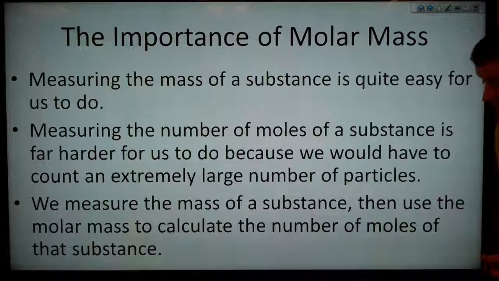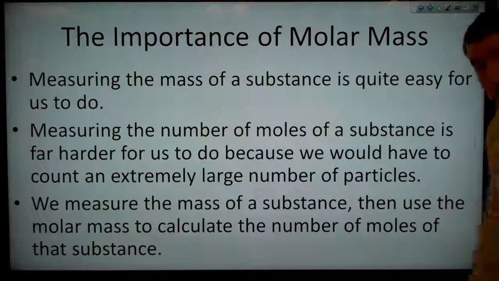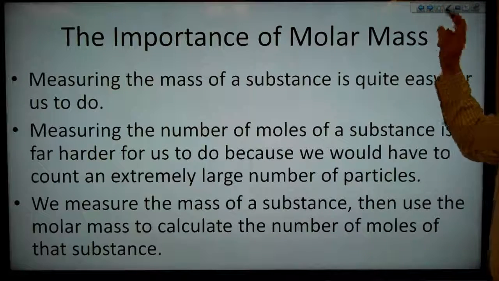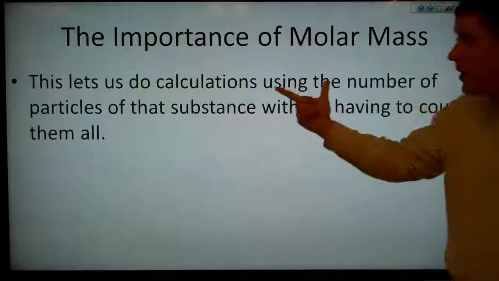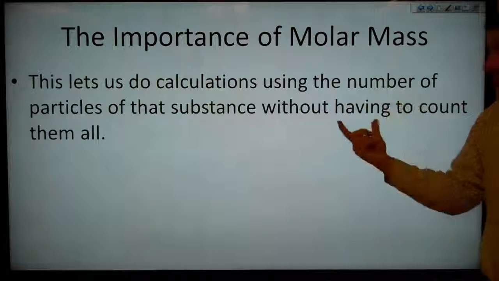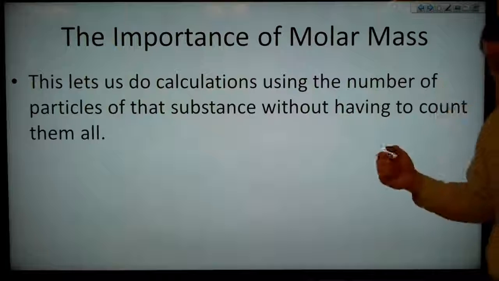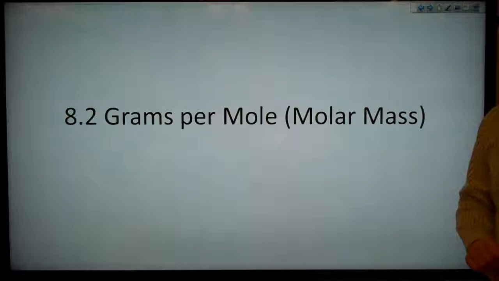So we measure the mass of a substance, and then we use the molar mass to calculate the number of moles of that substance, instead of actually counting how many particles we have. So this lets us do calculations using the number of particles of that substance without actually having to count all of them. And that was grams per mole, or molar mass.